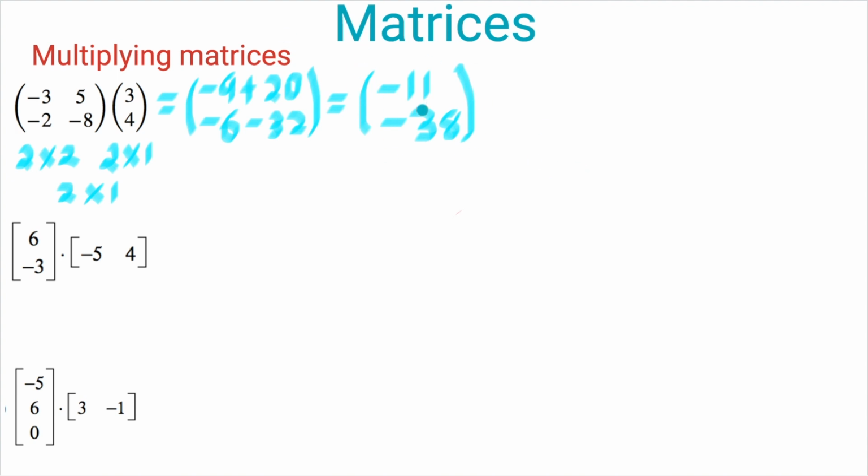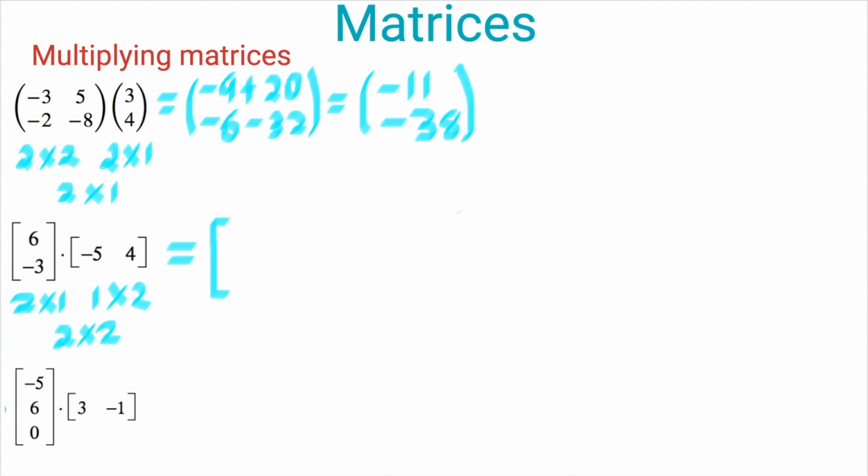Now, if you look at the final answer here, you'll notice that it's a 2 by 1 matrix, just like we had predicted. In the second example, the first matrix is 2 by 1. There are 2 rows and 1 column. And the second matrix is a 1 by 2. 1 row and 2 columns. So now we look at the two middle numbers that are the same. That means they're compatible and we can multiply them. So the final answer is going to be a 2 by 2 matrix.